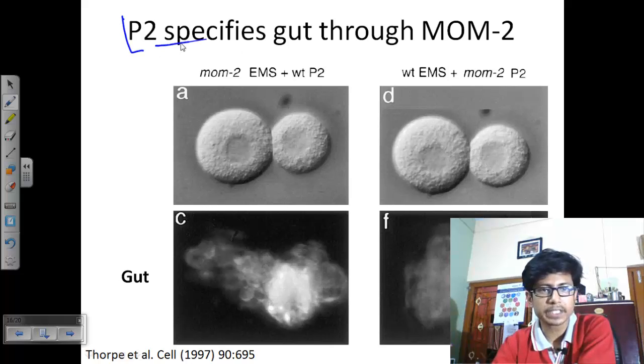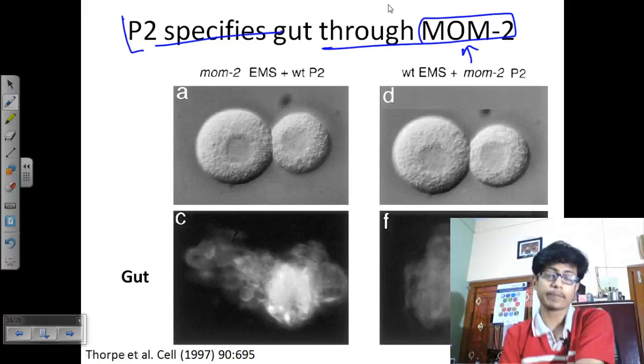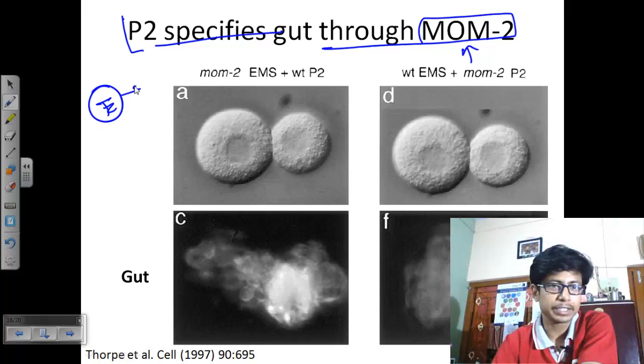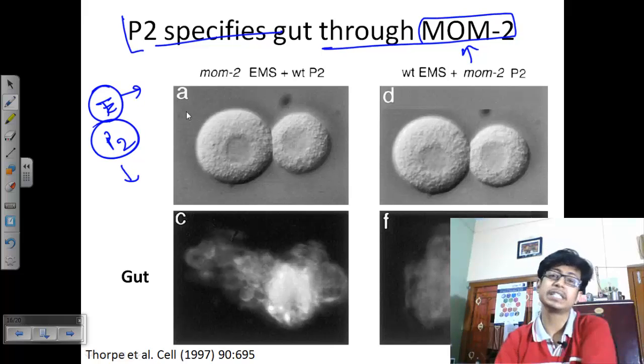And the P2 specifies the gut through a gene and protein content called MOM2. Remember, the formation of gut from the E cell is due to cell-cell induction. Whereas the formation of gut from the P2 cell, because remember, the P2 cell also influences gut formation, requires the cytoplasmic determinants.